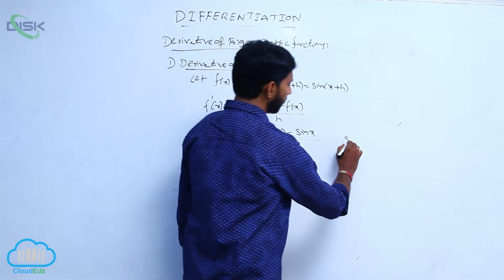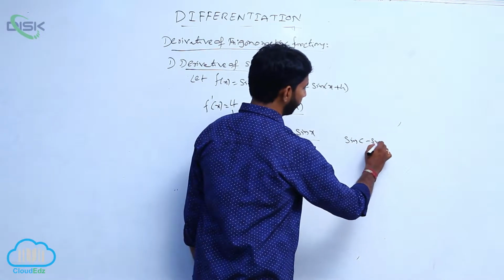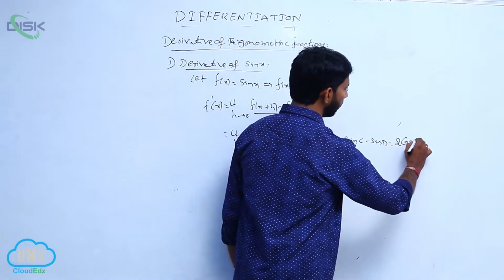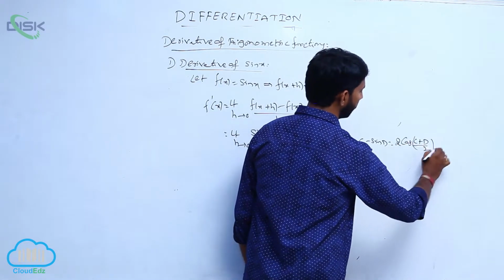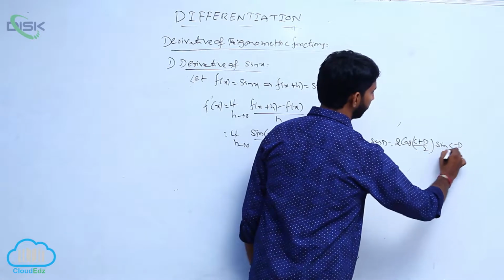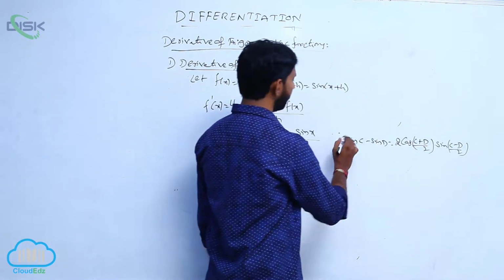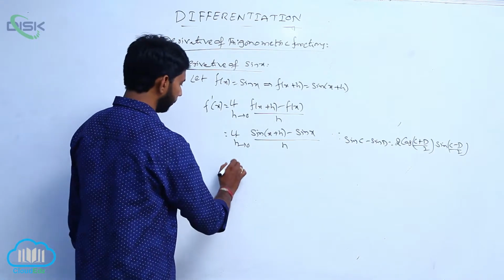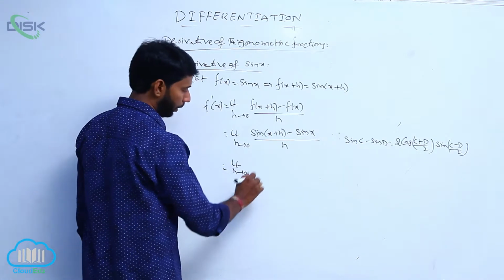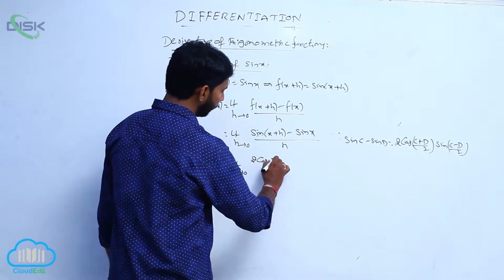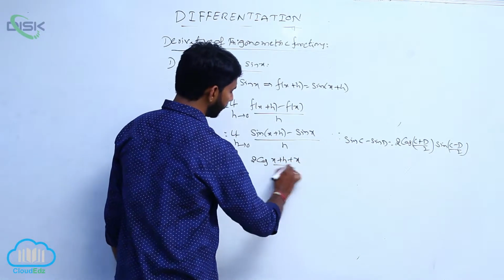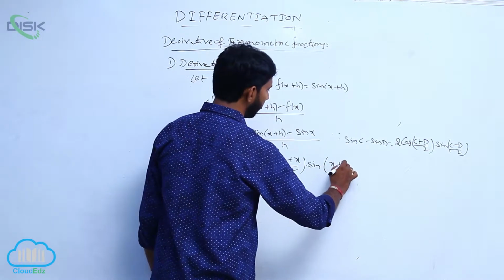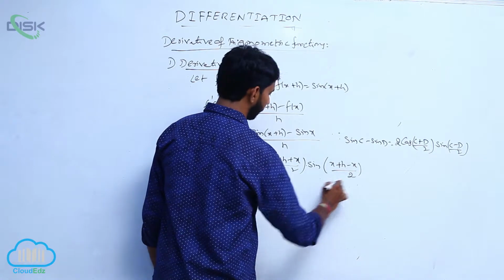By using the formula sin c minus sin d. What is the formula for sin c minus sin d? It is 2 cos of (c plus d) by 2 into sin of (c minus d) by 2. Using that formula, that is the limit h tends to 0, 2 cos of (x plus h plus x) by 2 into sin of (x plus h minus x) by 2, by h.